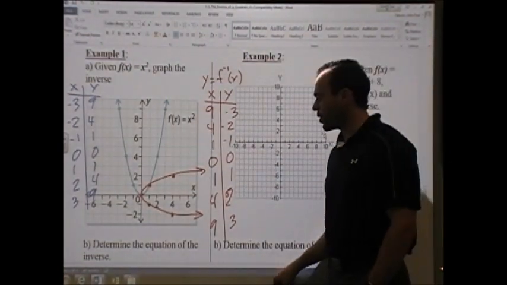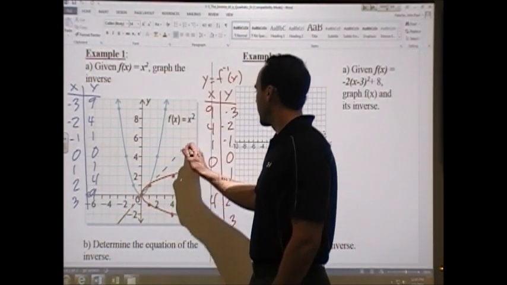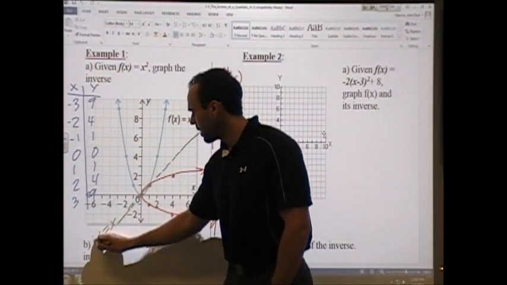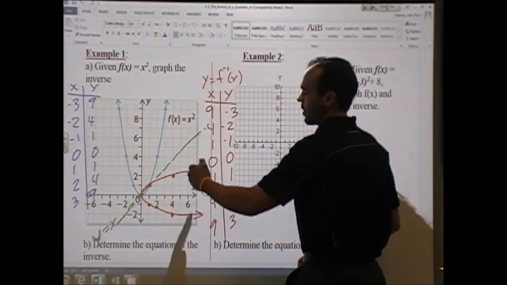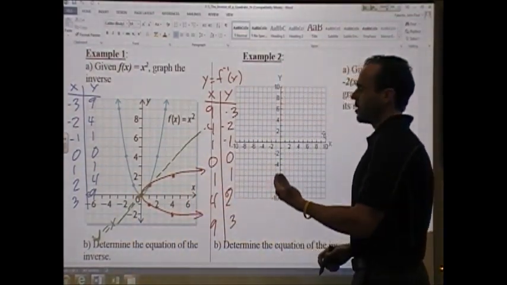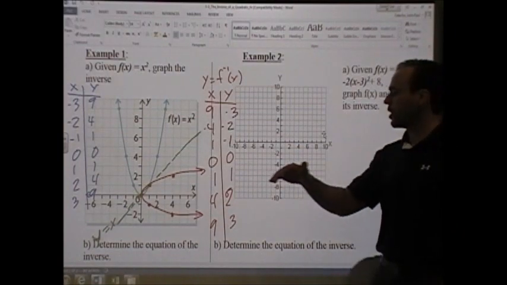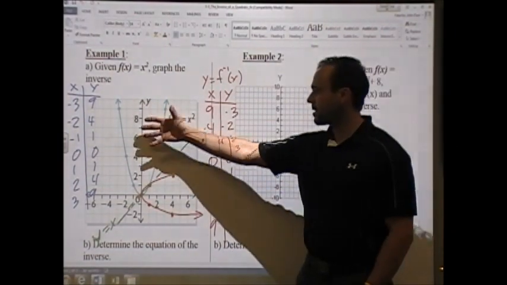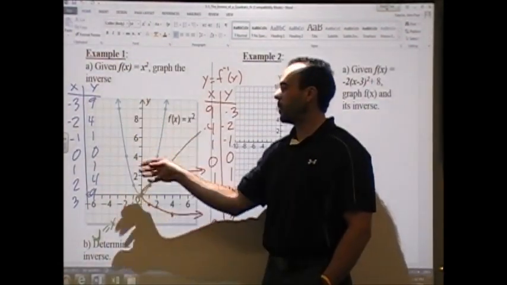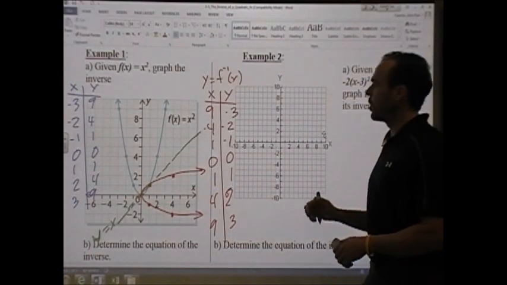Again, it's very important to note that this line right here is your mirror. This line is y equals x, and whatever's on that side of the mirror is now on this side, and whatever's on this side is now on that side. So it's just interchanging your x's and your y's, or a reflection in the y equals x line. That becomes a parabolic shape opening to the right. Again, parabola opening up, take the inverse, it's a parabolic shape opening to the right.